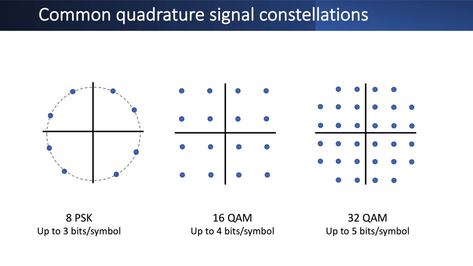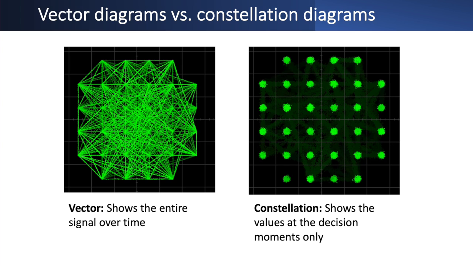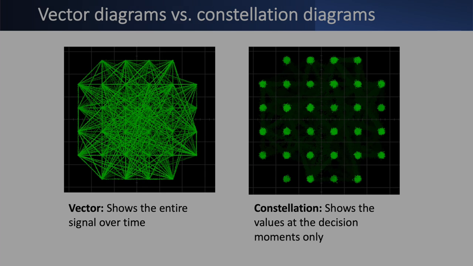Now, what we're looking at here is the constellation, so that's the number of points where the data could be coded in. But of course, any signal that we transfer this with is a continuous signal. So there's also transition between these points. So we can also speak of two different diagrams here. The vector diagram on the left shows the whole signal over time, including the transitions between the different decision moments. That's the continuous signal. On the right, we see an example of a constellation diagram, and it only shows the value at the decision moment. So that is the moment when the receiver tries to determine what the value is and translate that into bits of data.